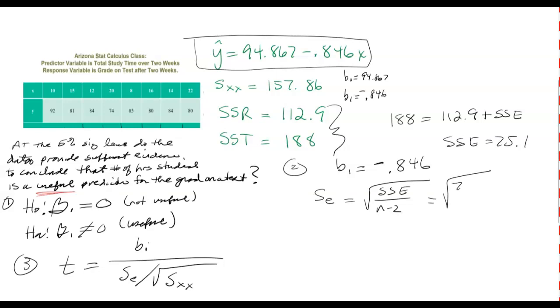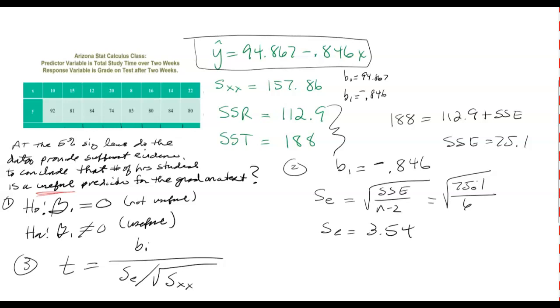So we have the square root of 75.1 over n minus 2. So we have 1, 2, 3, 4, 5, 6, 7, 8. 8 minus 2 is 6. Divided by 6, it's 12.52. Take the square root of that. It appears to be about, let's round it to 3.54. So for SE, we get 3.54.